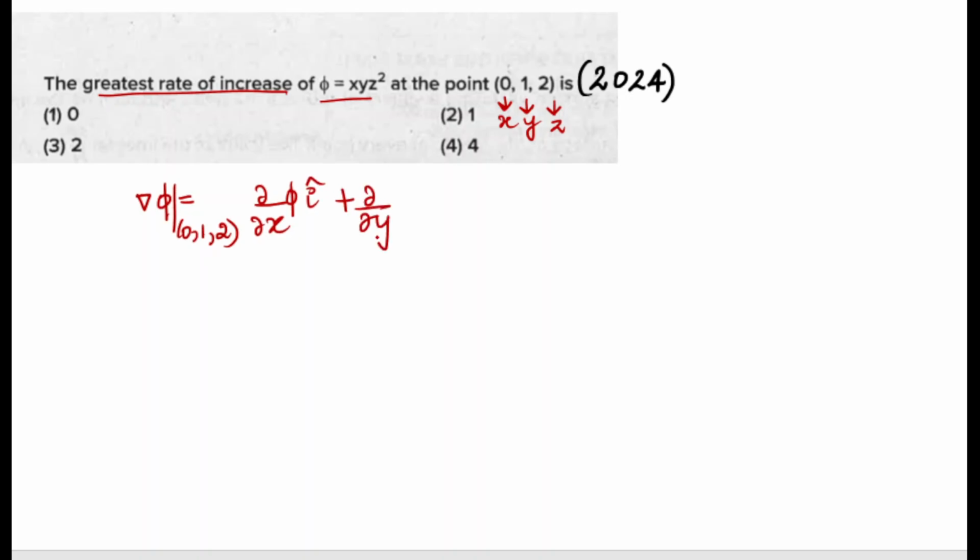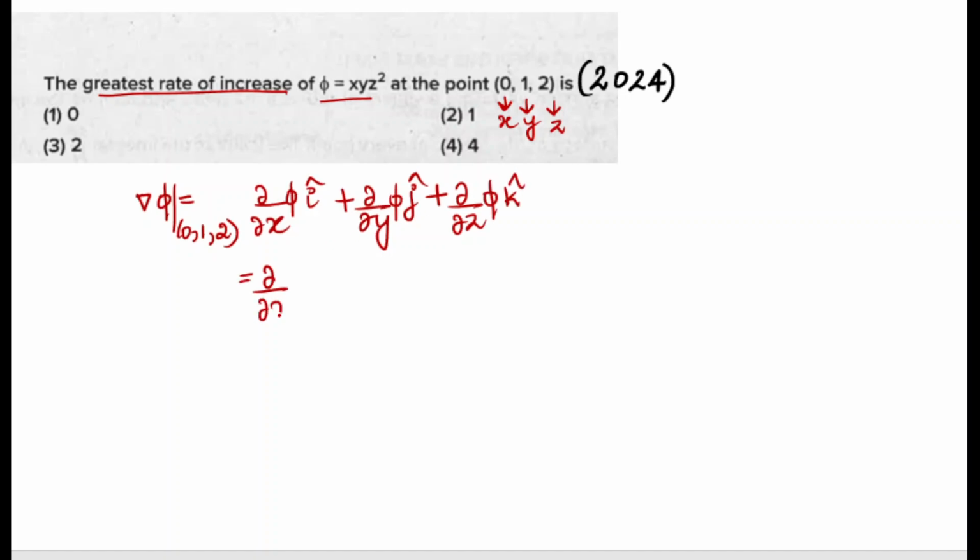The greatest rate of increase of phi at the point, this is the x value 0, this is the y value and this is the z value. We need to find the gradient of the scalar. The question is again repeating. Now I'll tell what this greatest rate of increase means. It is the gradient. First we shall find the gradient of phi at 0 comma 1 comma 2, that is dou by dou x of phi into i cap plus dou by dou y of phi into j cap plus dou by dou z of phi into k cap.